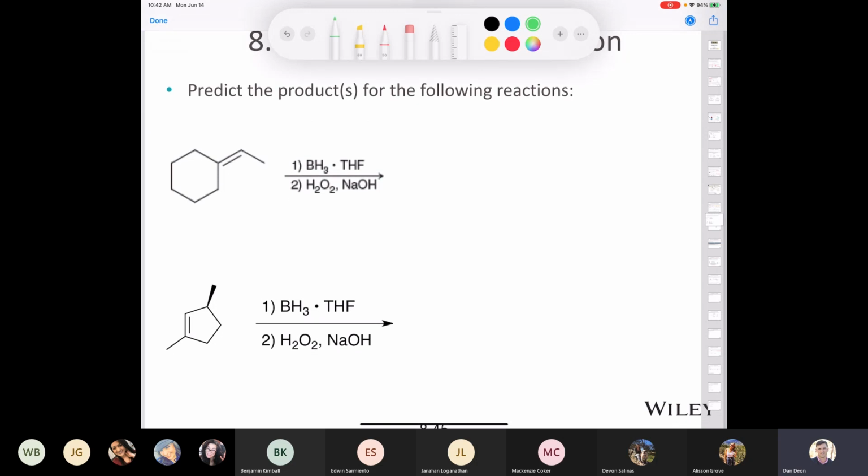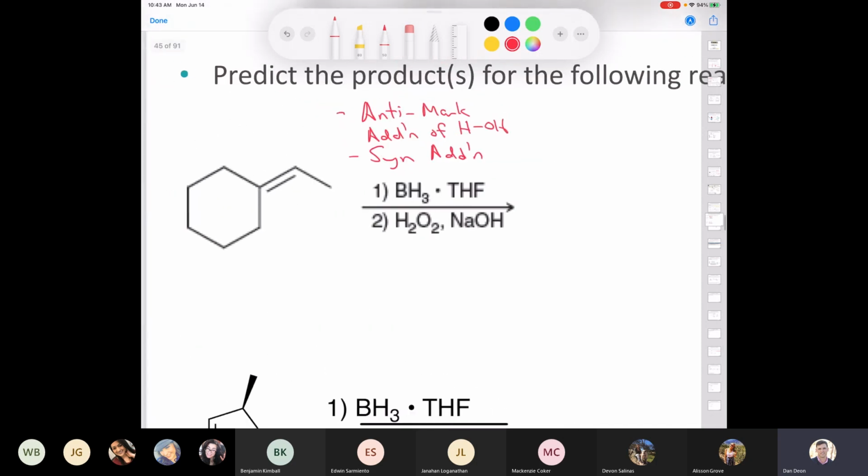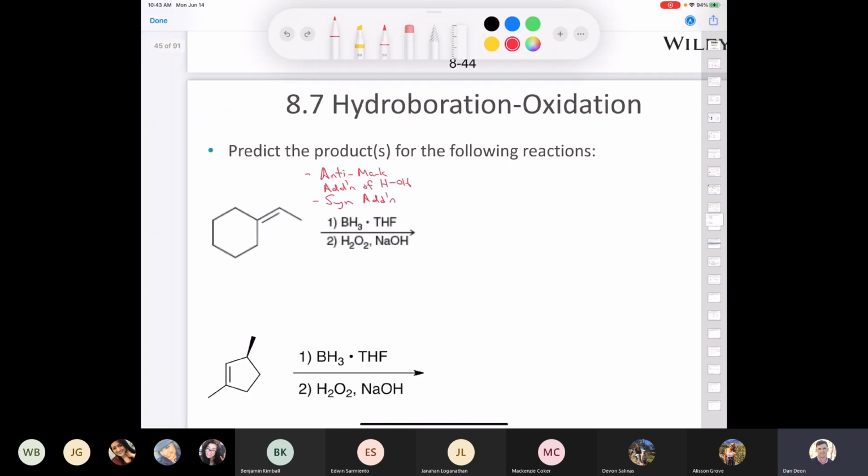We're taking borane THF followed by hydrogen peroxide and sodium hydroxide. So this is going to be an anti-Markovnikov addition of water, and we know that it's going to occur by syn addition. So both the hydrogen and the hydroxyl will be added to the same face of the molecule. Now, if we look at the alkene, you see that you have a hydrogen here and no hydrogens here. Therefore, the hydroxyl is going to end up on the carbon that is richer in hydrogens. So if we write down the products, what are they going to look like?